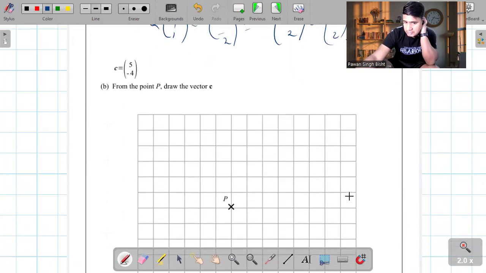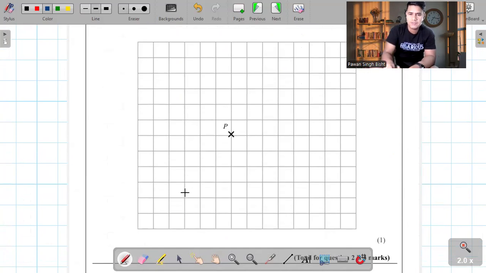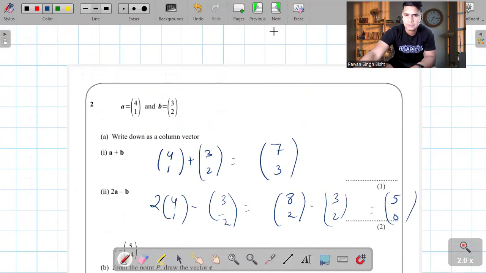Okay, now the C is given 5 minus 4. They say from the P draw the vector 5 minus 4. From P 5 minus 4, right? So 5 means 5 right. 1, 2, 3, 4, 5 and minus 4, 1, 2, 3, 4. So this is my vector P. 5 right and 4 down. So vector C is 5 minus 4.